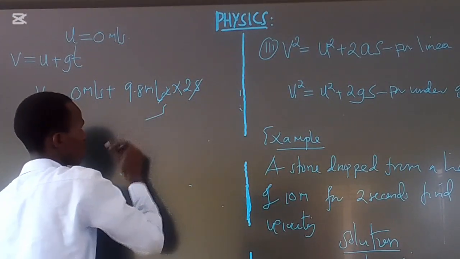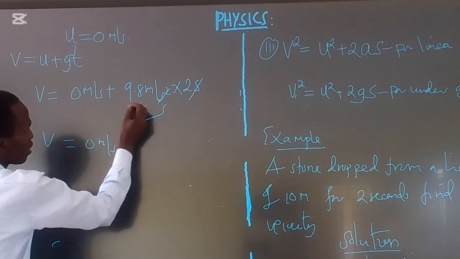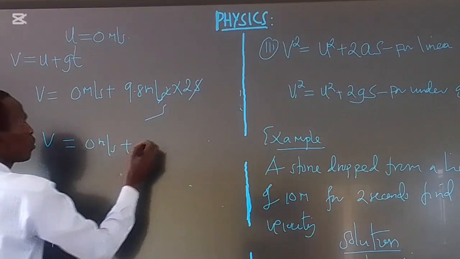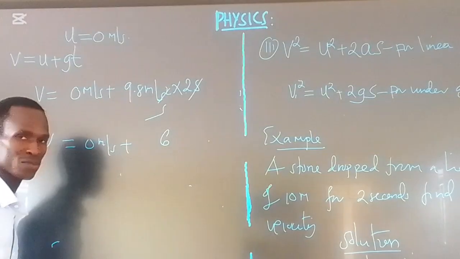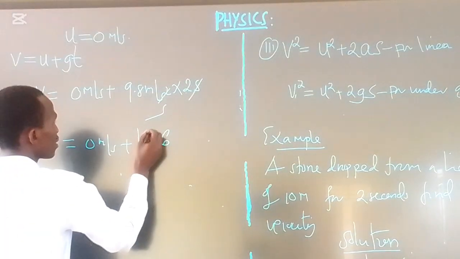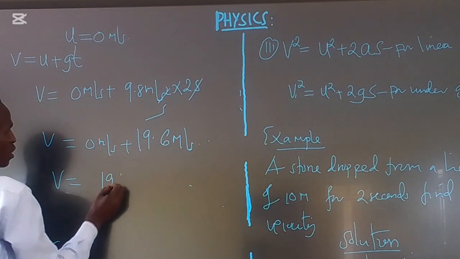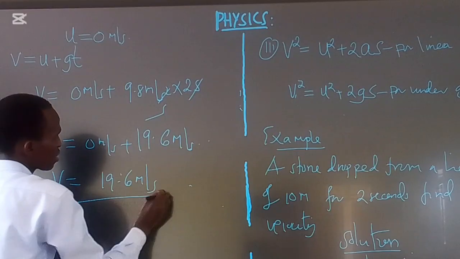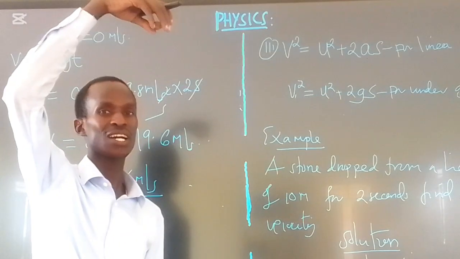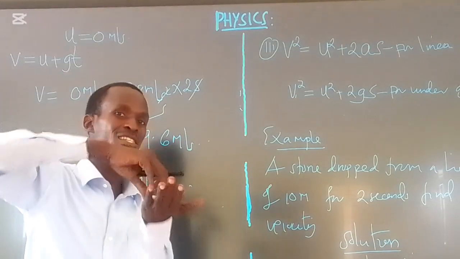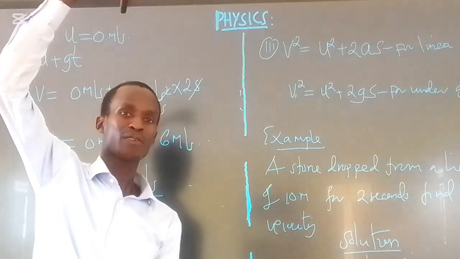The seconds cancel out. So the final velocity is equal to 0 meters per second plus 9.80 times 2, which is 19.6 meters per second. So its final velocity is equal to 19.6 meters per second. This is for the body moving under free fall motion. It started with 0 initial velocity, and finally it has acquired a velocity of 19.6 meters per second.